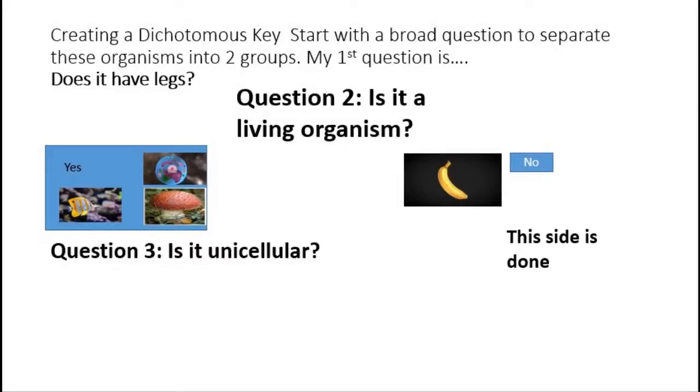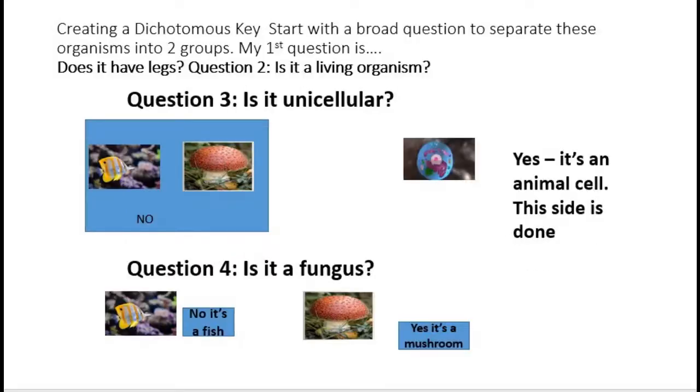My third question is going to be, is it unicellular? Okay, I can pretty much finish off this side. If I say yes, it's unicellular, it's an animal cell, and this side will be done. So I'll go straight to question 4, which will also finish off those. Is it a fungus? So a mushroom is a fungus, so yes, it's a mushroom. And a fish is not a fungus, it's a fish. So this side of the dichotomous key is finished, and next I'll be going over to the other side to complete it.